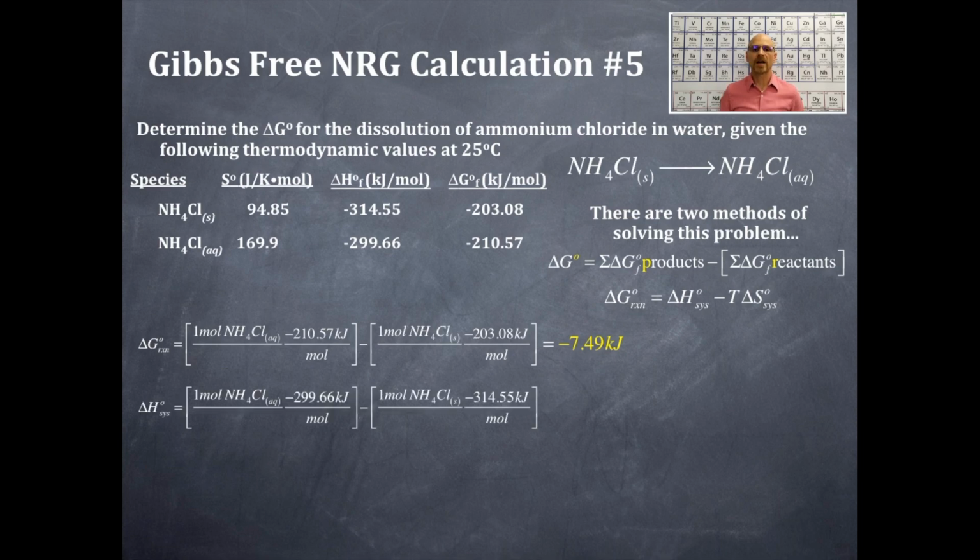Then we're going to get the enthalpy term for this, and it's 1 mole of ammonium chloride times the value in the aqueous state minus 1 mole of ammonium chloride times its value in the solid state. And we're going to get a value for this.